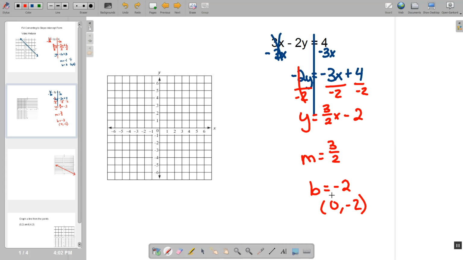Once we have our b value and our m, we want to graph. So I go down here for (0, negative 2), and our slope is positive 3 over positive 2. So I go up 3 and to the right 2, up 3 to the right 2, up 3 to the right 2. Now, once again, I can go down and left because that keeps me in the same pattern. From here, I can graph my line.